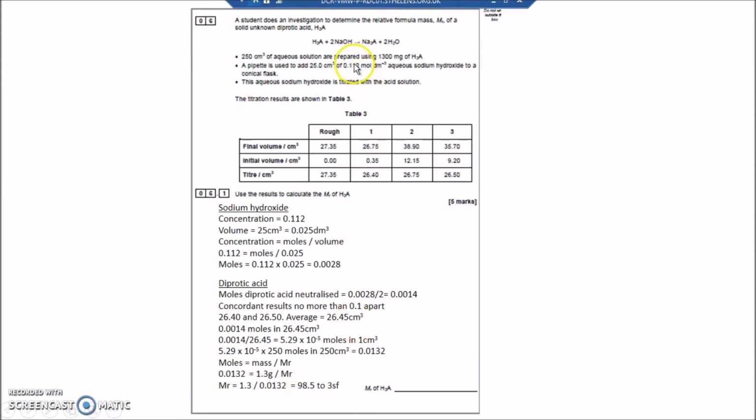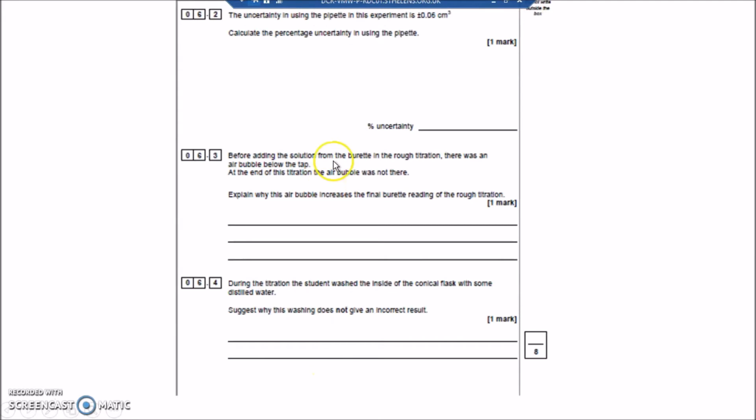I'm going to put it to 3 significant figures because everything else is to 3 significant figures. My actual mass is to 4 significant figures, but I'll go with the lowest piece of data in terms of significant figures. These pieces of data have got 3 significant figures. This has got 4, so I'll go with 3 significant figures because that's my lowest piece of data, and I've got to match that. 98.5. The uncertainty in the pipette in this experiment is 0.06 centimetre cubed.